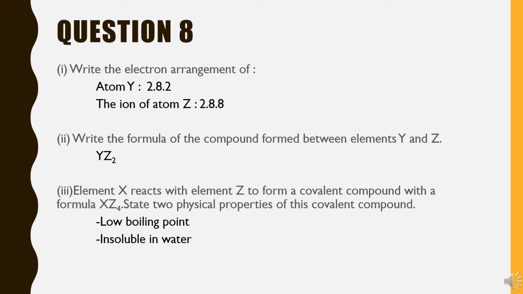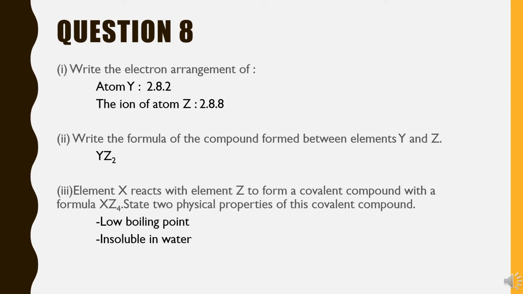In an atom, the number of protons is equal to the number of electrons. So, we can know the electron arrangement of the atom from the number of protons. The electron arrangement of atom Y is 2.8.2, while the electron arrangement of the ion of atom Z is 2.8.8. Take note that the ion of atom Z will gain one more valence electron to achieve the octet electron arrangement. Since the charge of the ion of atom Y is +2 and the charge of the ion of atom Z is -1, the formula of the compound formed between Y and Z is YZ2.